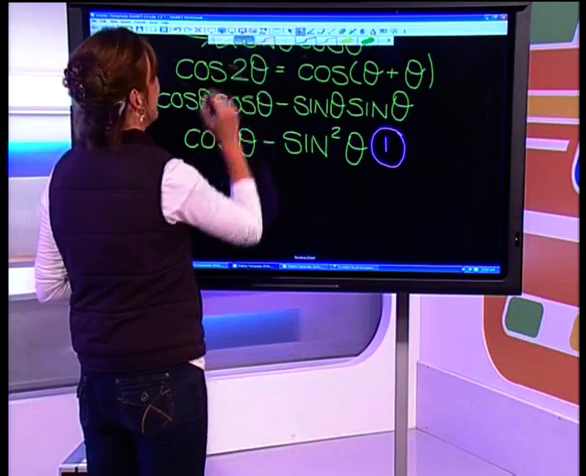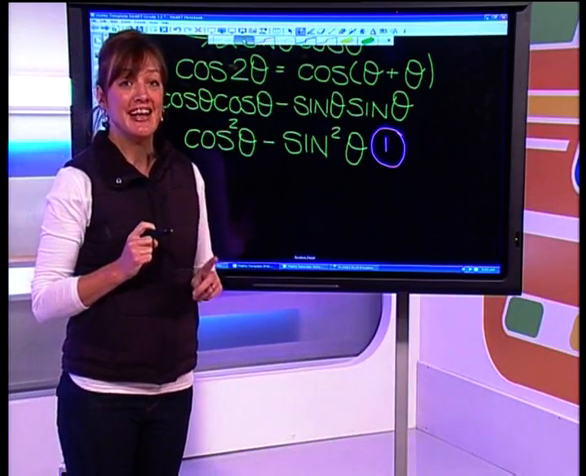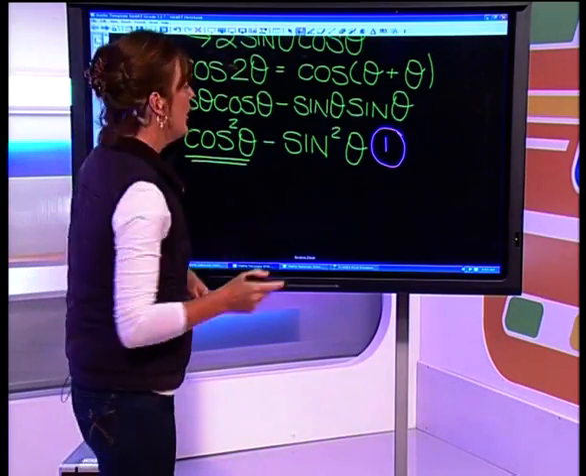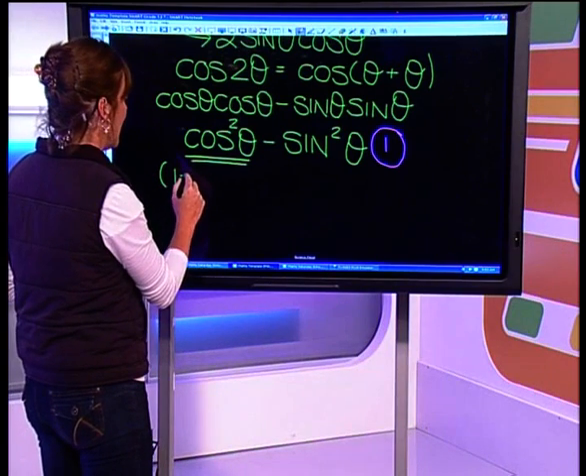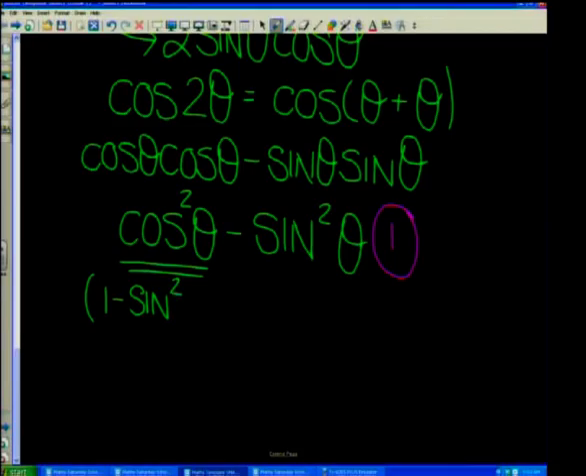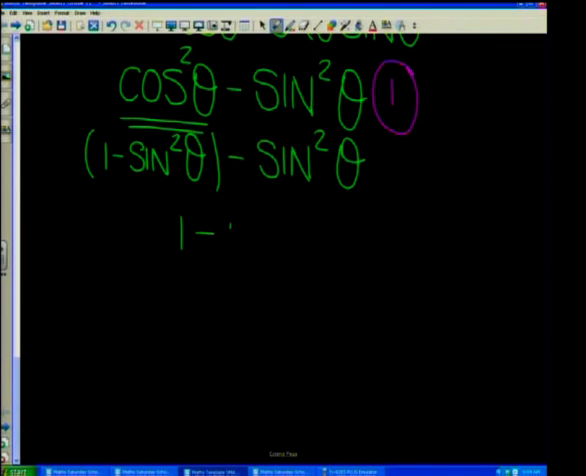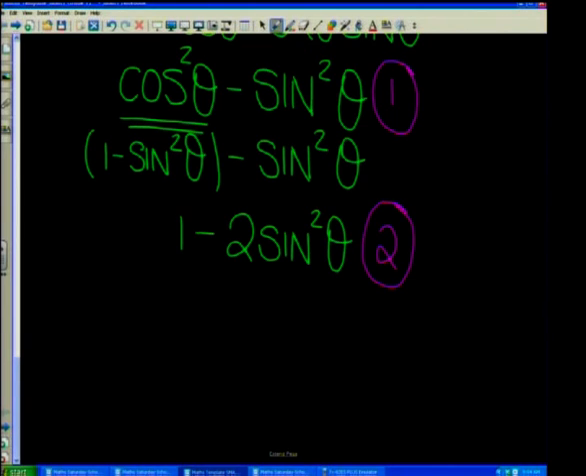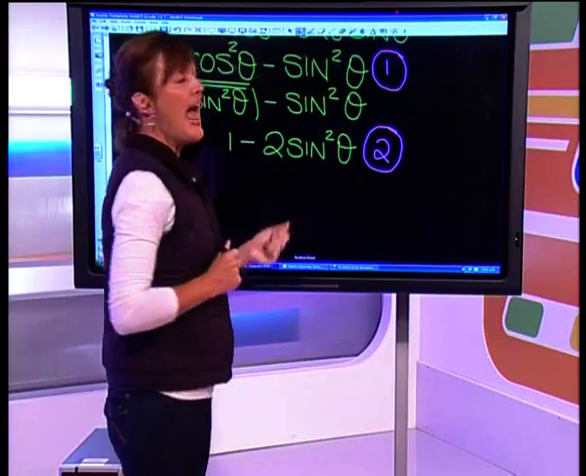What we need to realize now is that, going back to grade 11 identities, there was another way we could have written cos squared theta. We could have written it as 1 minus sine squared theta. So if I took that cos squared theta and converted it to 1 minus sine squared theta and continued with the other sine squared theta, when we simplify it we land up with 1 minus 2 sine squared theta, which is the second identity that we can work with for the cos double angle.